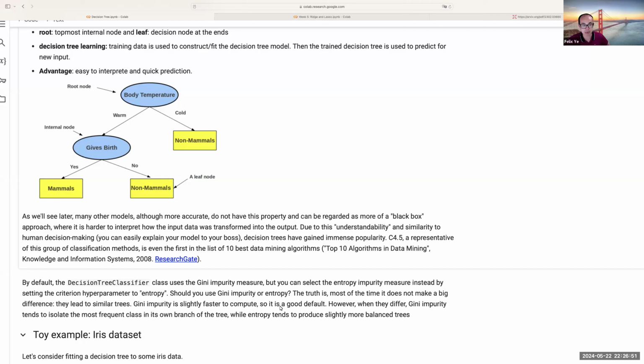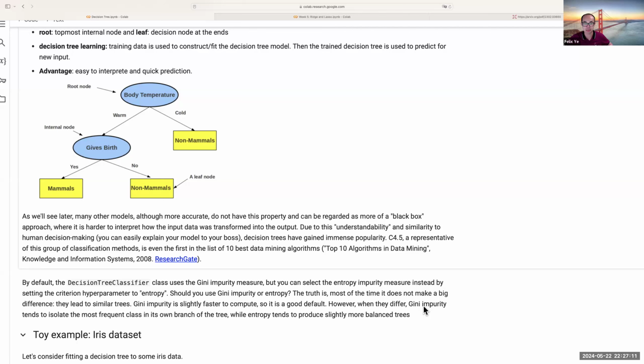The actual things, I don't think there's any reason here. But there are slightly different things. Gini impurity is slightly faster to compute, so that's why it's a good default. However, there are slight differences if they actually differ.